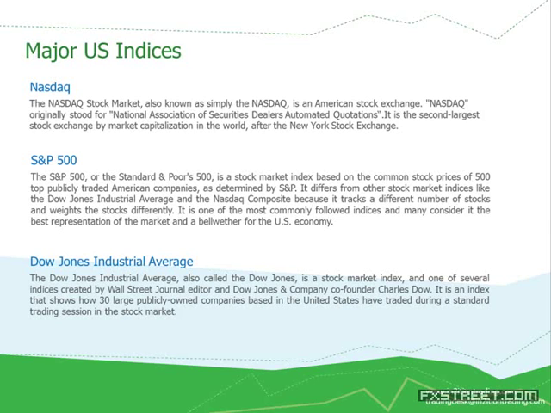The other US index is the S&P 500, or the Standard & Poor's. It has the 500 largest publicly traded American companies. Most investors tend to watch the Dow Jones Industrial Average, which is the last index I'm showing you on the slide, or the Standard & Poor's 500.